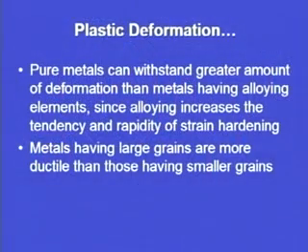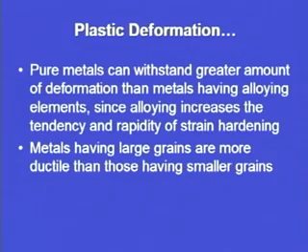Different types of metals and alloys will undergo different types of plastic deformations. Pure metals can withstand a greater amount of deformation than metals having alloying elements. Why? Because alloying elements increase the tendency and rapidity of strain hardening. So, whenever we add an alloying element to a pure metal, there are chances of strain hardening and the plastic deformation may be less. Metals having larger grains are more ductile as compared to metals having smaller grains.